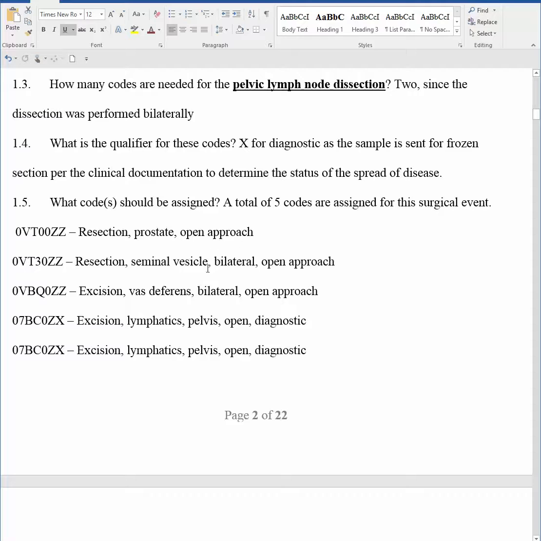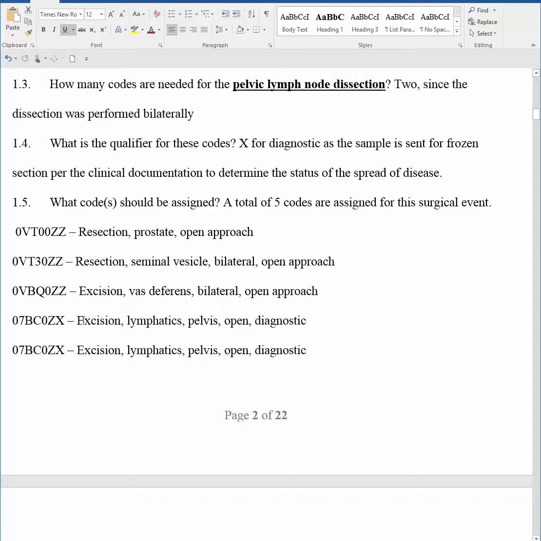Then you're going to have a code for the resection of the seminal vesicle, which is done bilaterally, and we have the ability to reflect that bilateral component with just one character value, so we end up assigning one code. The code for that is 0VT30ZZ. The next code is for the excision of the vas deferens. Again, it's bilateral, but we have the ability to capture the bilateral component with just one character value. The code for that is 0VBQ0ZZ.